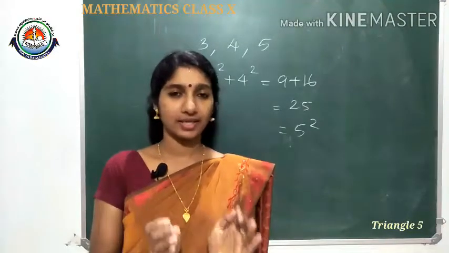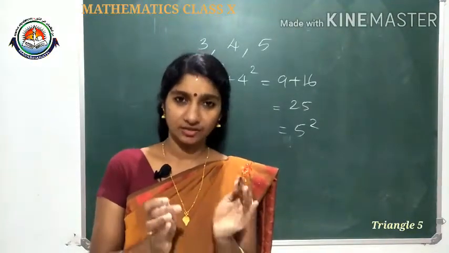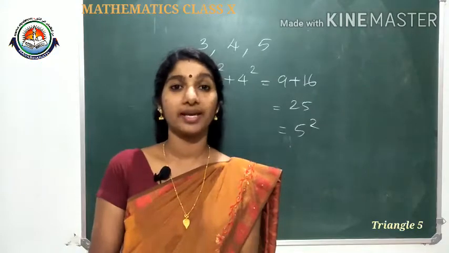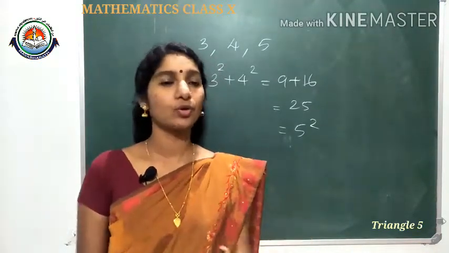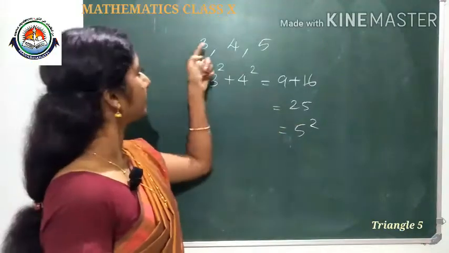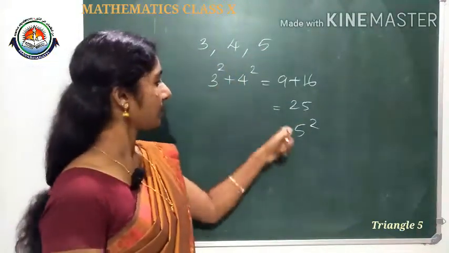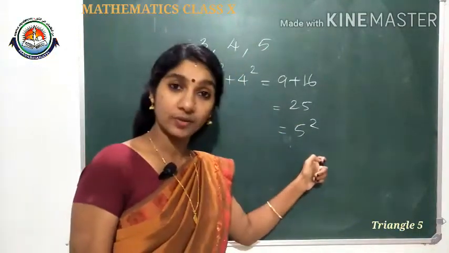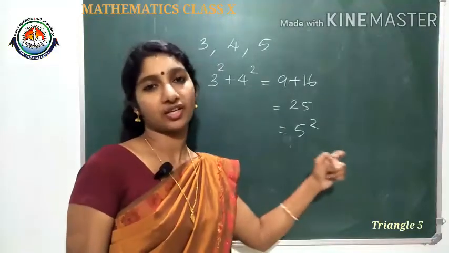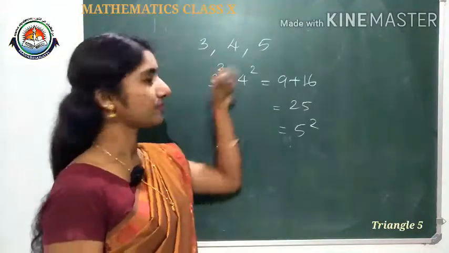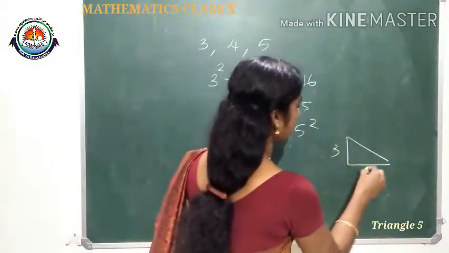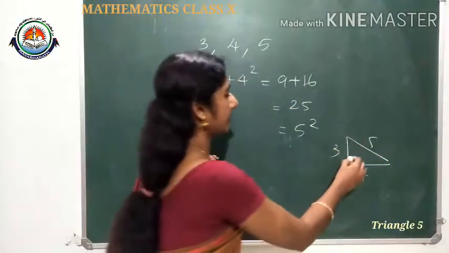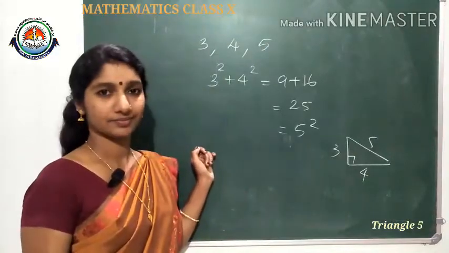If Pythagoras theorem holds for the three sides of a triangle, then it will be a right triangle. So to prove this is a right triangle, you can write 3 square plus 4 square is equal to 5 square. So it holds the Pythagoras property, therefore it is a right triangle and the hypotenuse is 5. The triangle will be like this: this is 3, this is 4, this is 5, and here is the right angle.